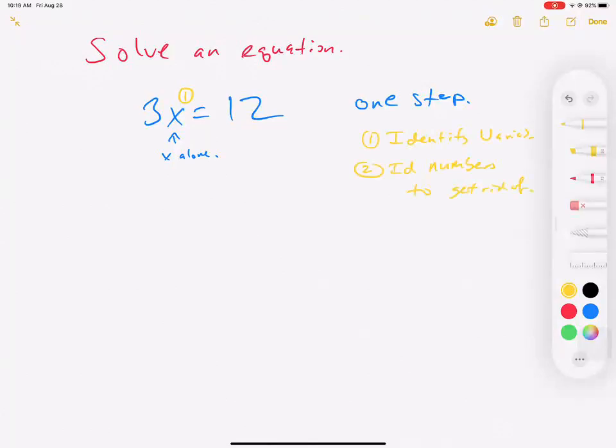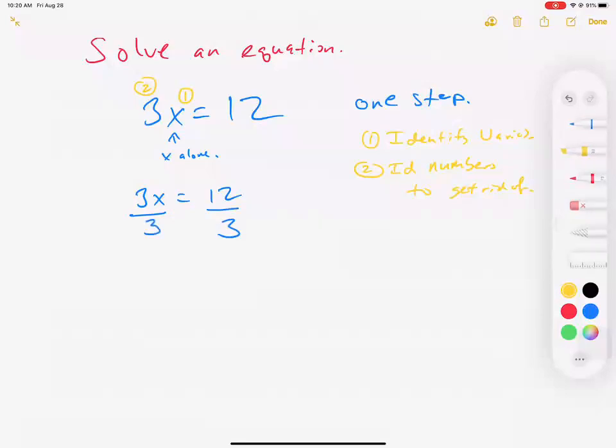To get rid of these numbers, we said we're going to use the opposite operation, also called the inverse operation. So for 3x equals 12, we identify 1, we want to solve for x. 2, we have to get rid of the 3, not the 12. 12 is already kicked out. He's outside the house already. We want to get rid of the 3. So we say, what is 3 doing to x? 3 and x are multiplying each other. And the inverse operation to multiply is divide. So we divide both sides by 3.